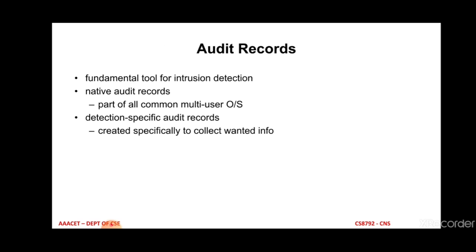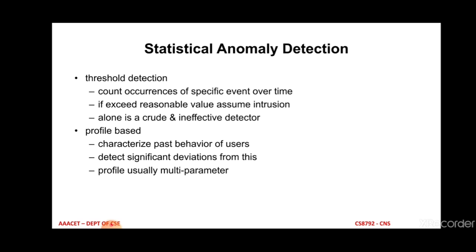Periodically they have to audit the records. This is the fundamental tool for an intrusion detection system. There are two records: one is the native audit record and the other is the detection-specific audit record. What is a native audit record? It is a part of the common multiple-user OS. What is a detection audit record? It is created specifically to collect the needed information from the user. So this is all about audit records.